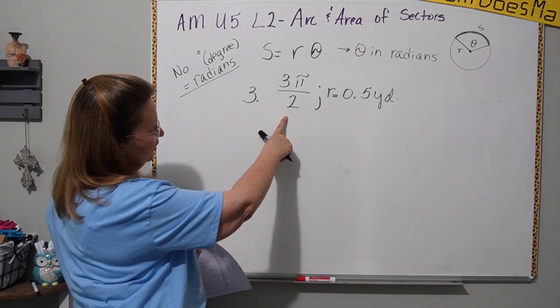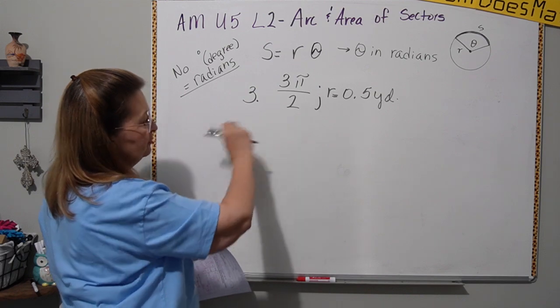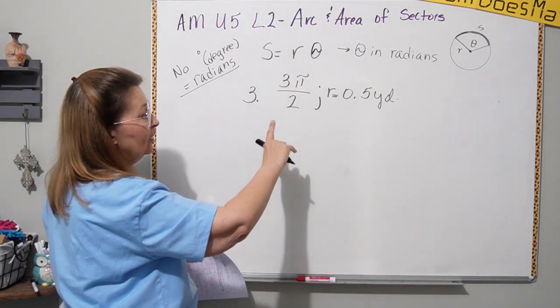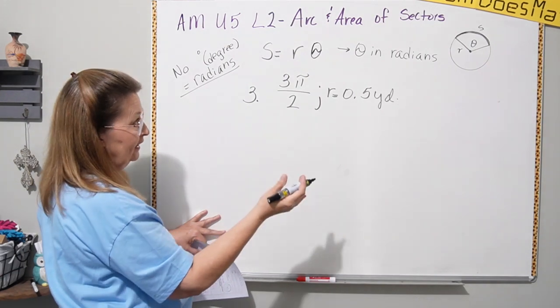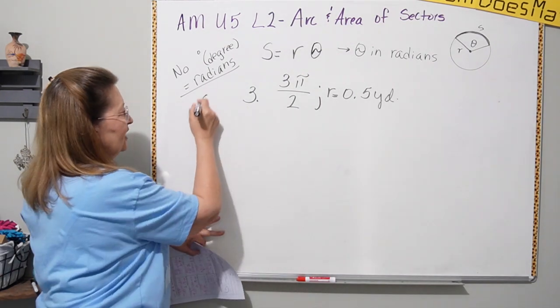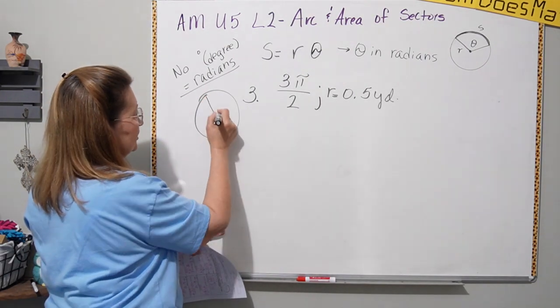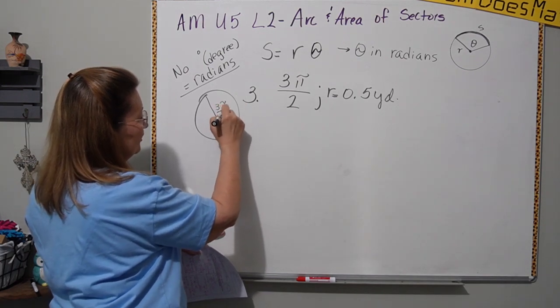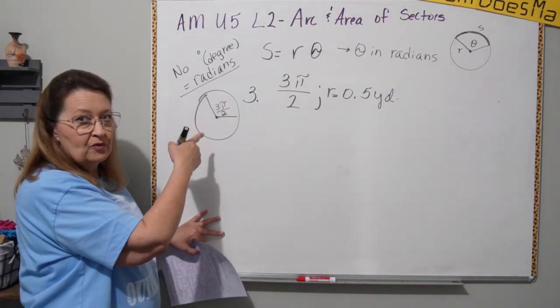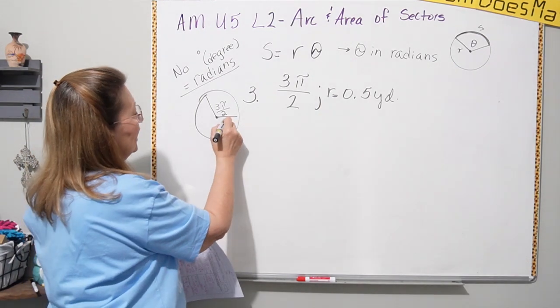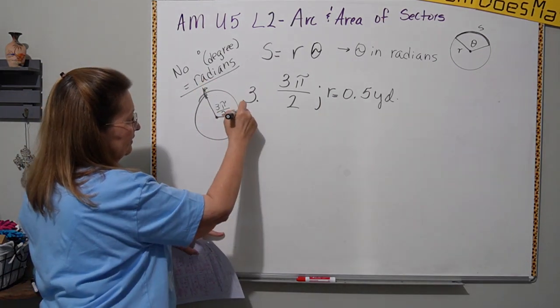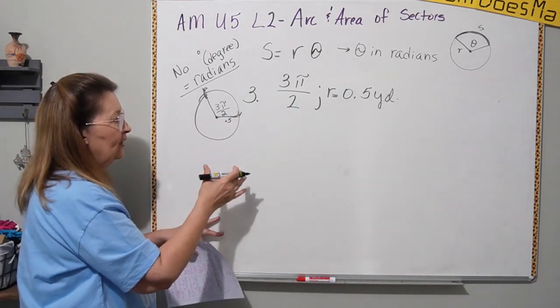Okay, so number 3, we're given an intercepted arc of 3 pi over 2 and a radius of 0.5, and we want to find the arc length. So, if I were sketching this out for you, I want you to understand, this is telling you that there is an angle that instead of a degree measure, they're giving it to you in radians. So it's 3 pi over 2, and your radius is 0.5. We want to find the length of this arc, okay?